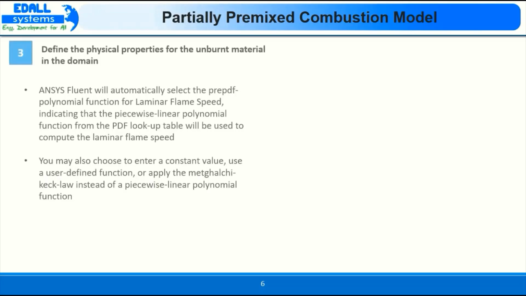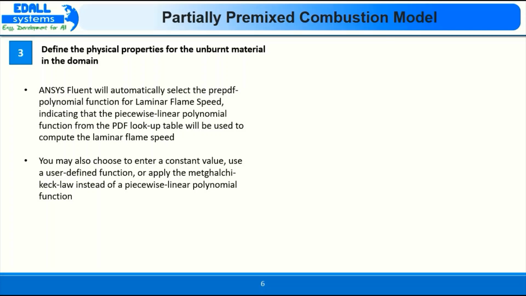Then comes the third step, that is we have to define the physical properties for our unburnt mixture in the domain. What Ansys Fluent will do is automatically select the pre-PDF polynomial function for laminar flame speed, indicating that the piecewise linear polynomial function from the PDF lookup table will be used to compute the laminar flame speed. Earlier in premixed combustion modeling, we have seen that laminar flame speed and turbulent flame speed are the main parameters when we are dealing with a premixed combustion problem.